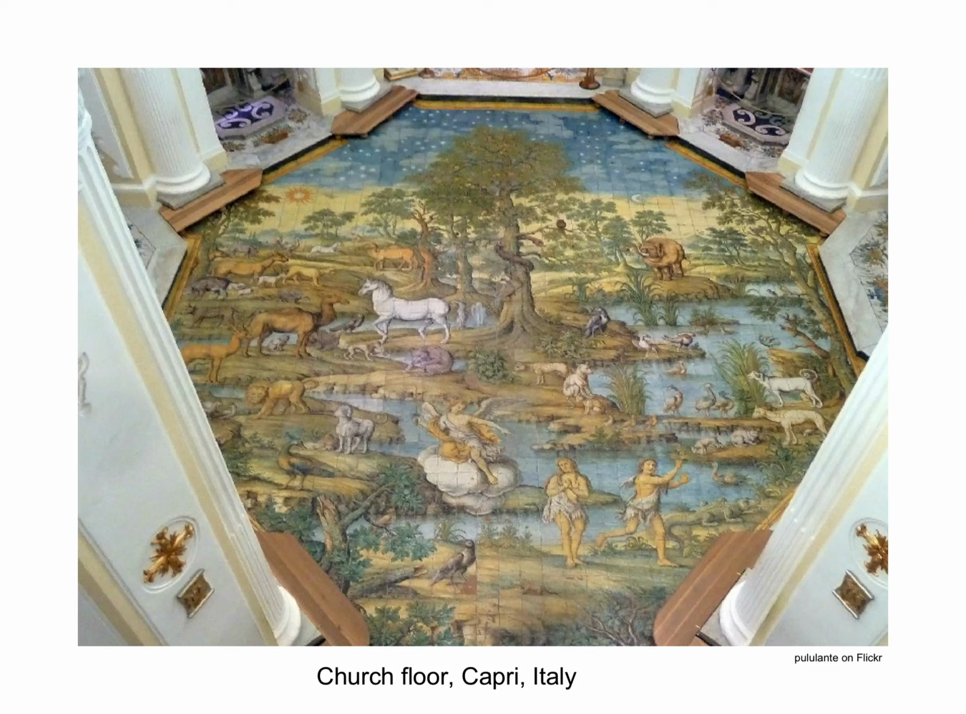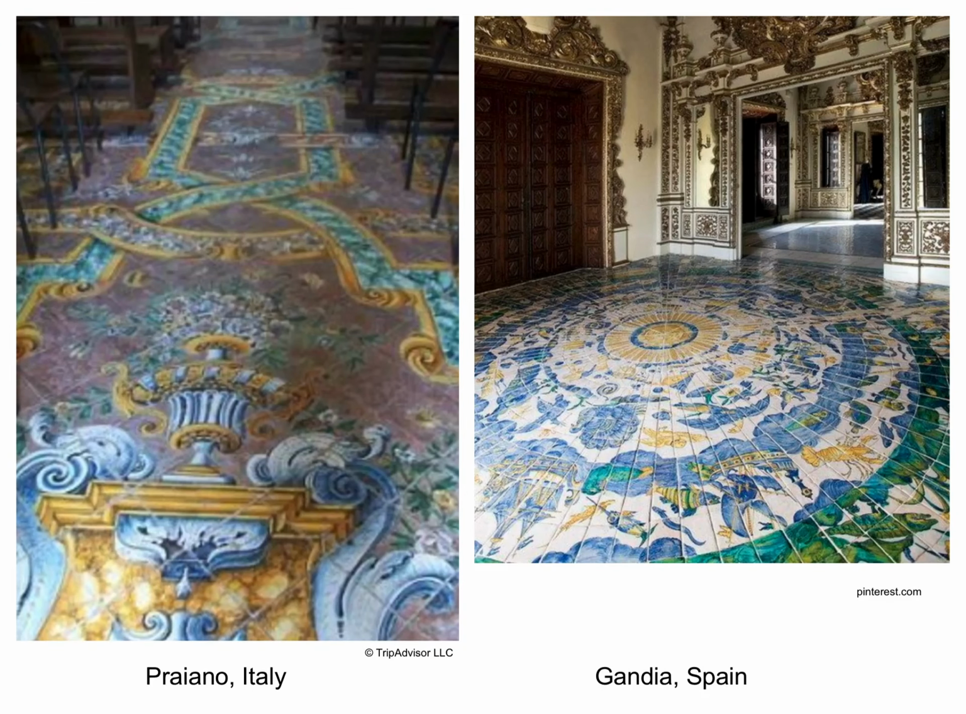Some churches have floors completely covered in ceramic tiles, and one of the most extraordinary is in Capri in Italy, which shows the creation of the world. Here we see it with the furniture removed, but it is a church still in use today, and make your way to Capri and go have a look at it. And two other churches, one in Italy in Praiano and another one in Gandia, Spain. I believe that's not a church, actually, it looks like a palace to me, but there it goes.